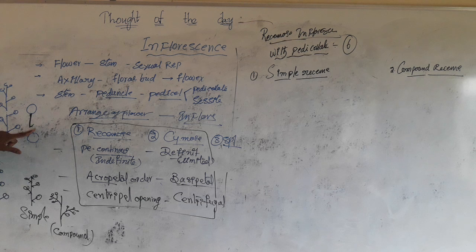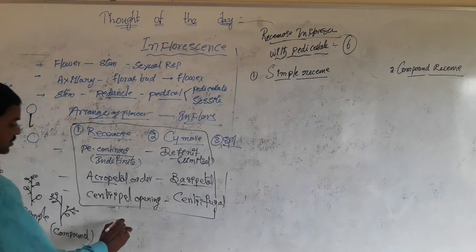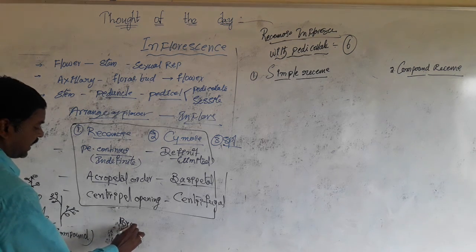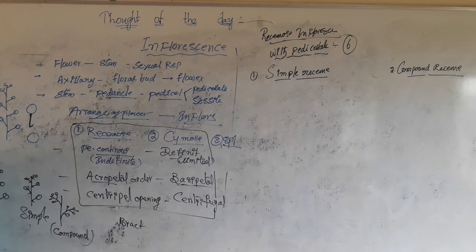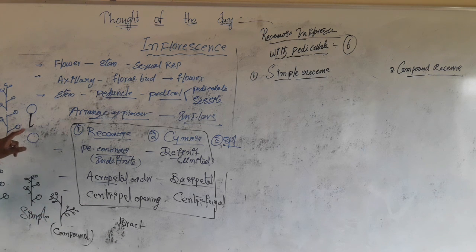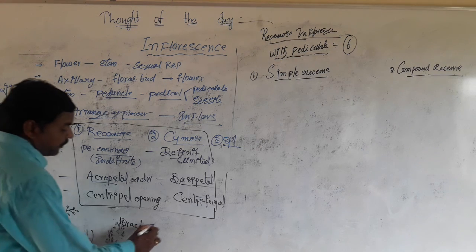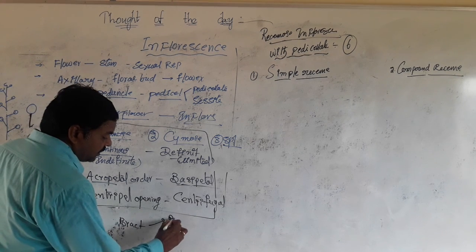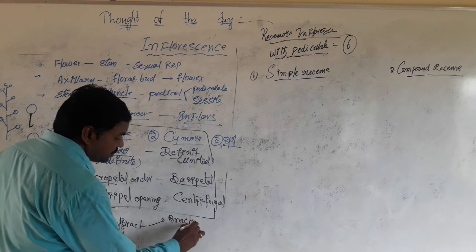The small hair-like structure present at the base of the pedicel is called the bract. Bract. Okay. A small hair-like structure present at the base of the pedicel is called a bract. A flower with a bract is called bracteate.